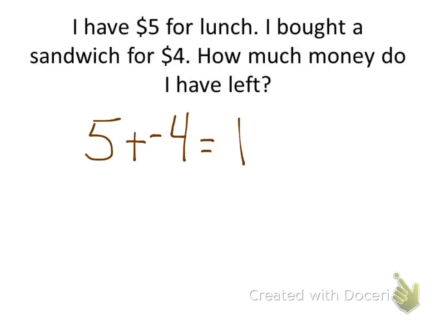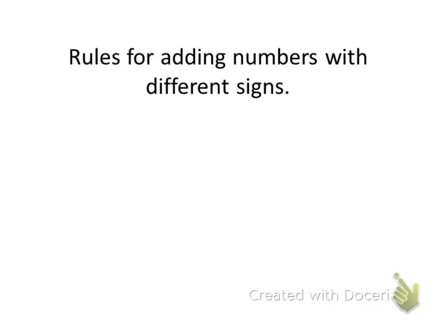What's an easier way to write this part right here? Yes, sir. 5 minus 4 is 1. Very good. It's easier to just simplify the signs and make it a minus. Does what's on the board make sense to all of you? Okay. Let's see if we can come up with another set of rules.